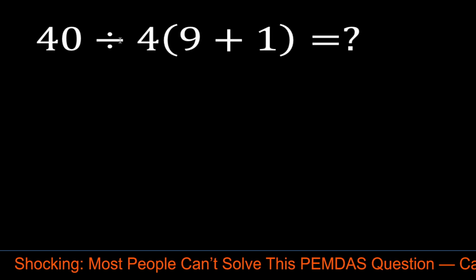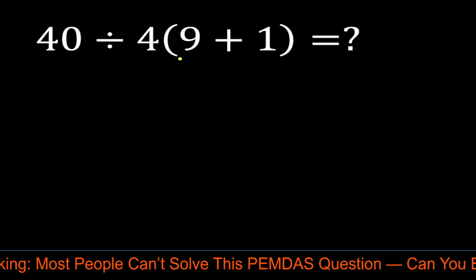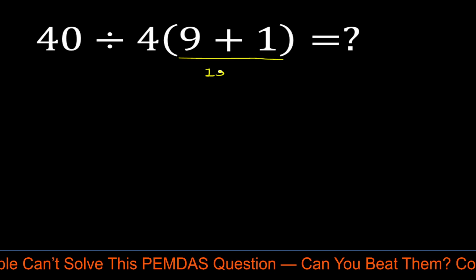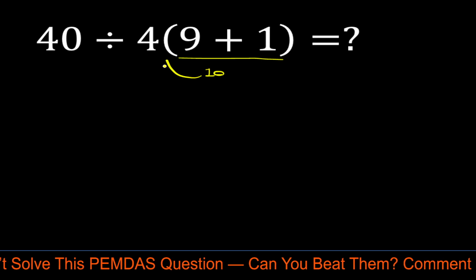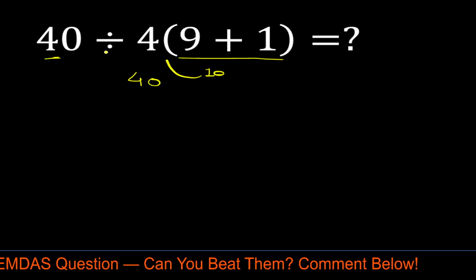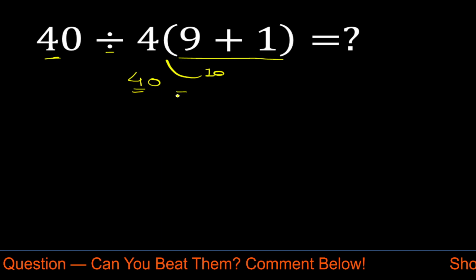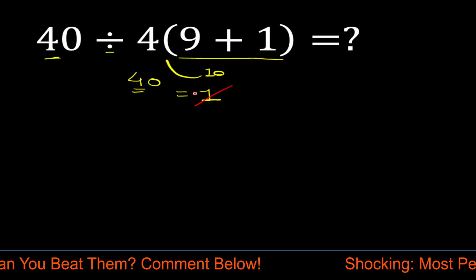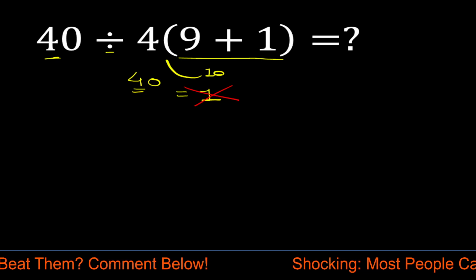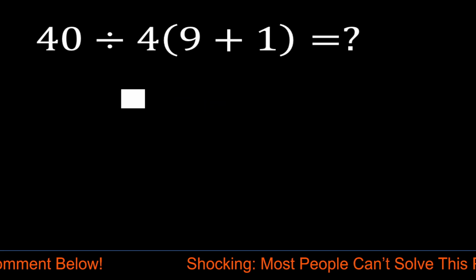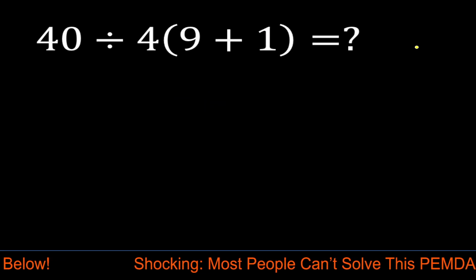So most people solve this question like 9 plus 1 is equal to 10, right? Then 10 times 4 is equal to 40. Now 40 divided by 40 is equal to 1, right? But this answer is not correct. This answer is completely wrong. So now let's solve this problem correctly by using a PEMDAS rule.